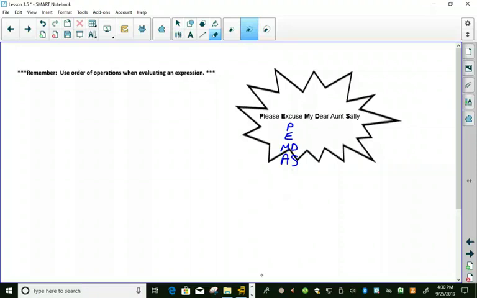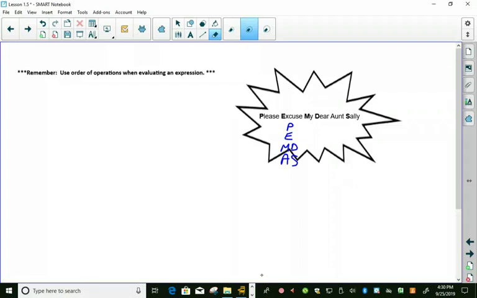P was the parentheses. E stands for the exponents. MD is all one step, multiplication and division, but you just go from left to right in the problem. So if multiplication is first in the problem, you do that first. If division is first in the problem, you actually do that first. The only time that will ever change is if you have a fraction bar where you have something on top and something on the bottom. In that case, the division actually is done at the end.